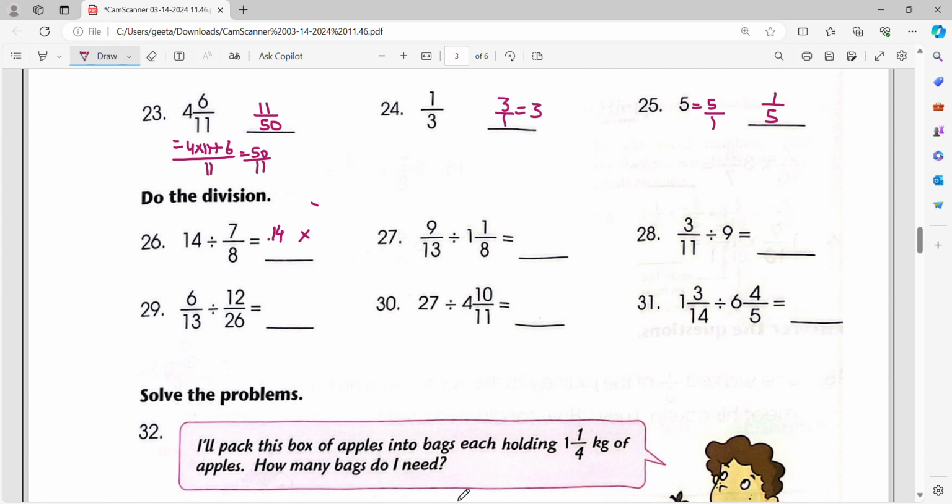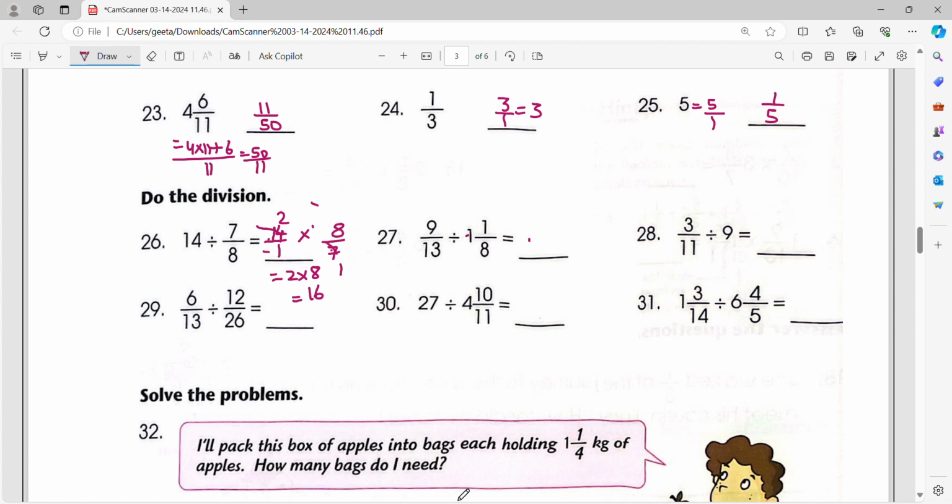If you have to convert this divide into multiply, then you will do the reciprocal here. The reciprocal of 7 by 8 would be 8 by 7, and 14 you can also write as 14 by 1. Can I cut this 7 and 14? 7 ones are 7, 7 twos are 14. So we are left with 2 into 8, and 2 into 8 is 16. So the answer of the 26th question is 16. I hope that's clear to you.